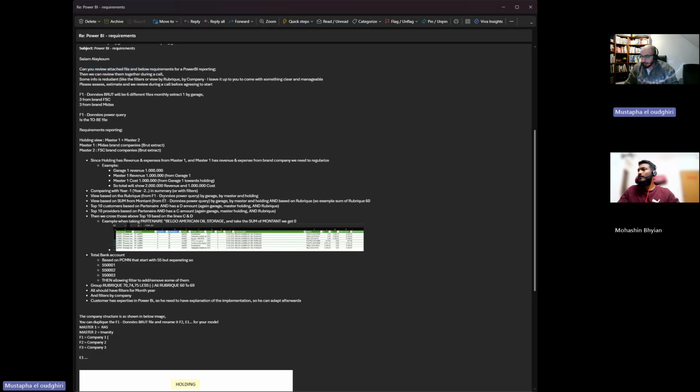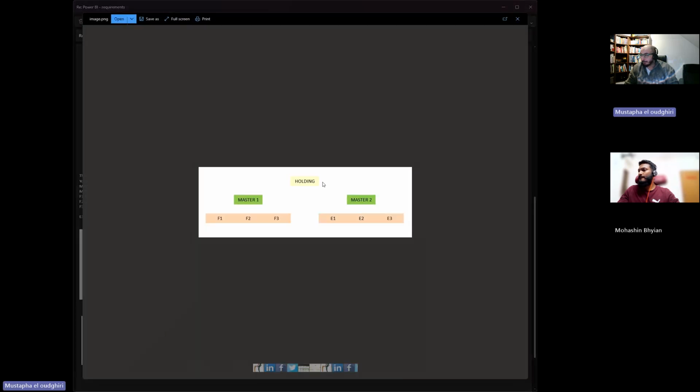So basically, the customer has different garages from two brands, brand 1 and brand 2. Brand 1 is RAS, brand 2 is Humanity. In each brand, they have different garages. The F is one type of garage and the E is one type of garage.